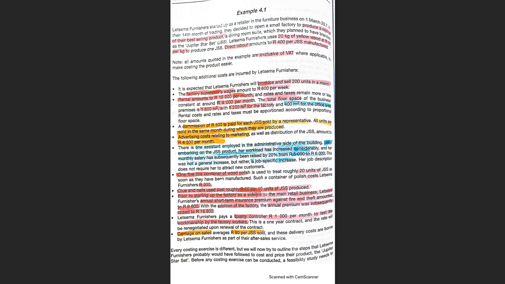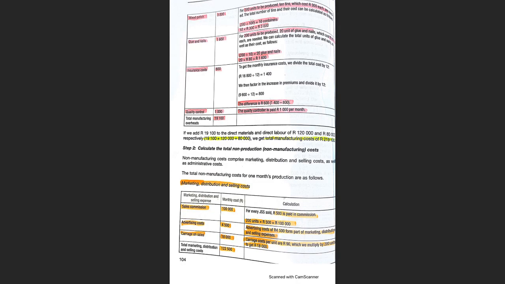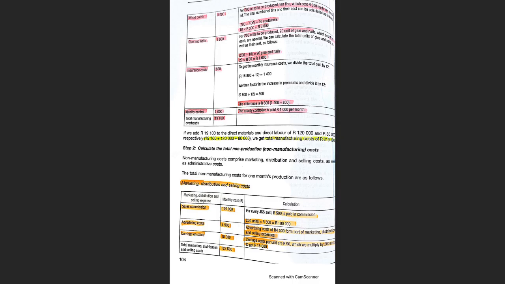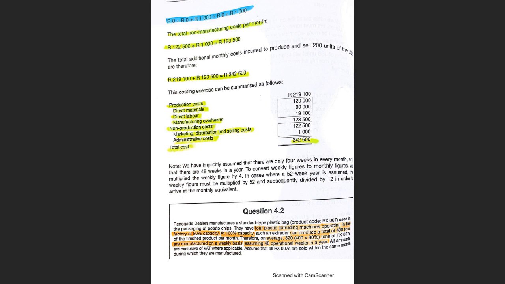Okay, so this example we worked with, example 4.1, remember it was based on Letsema furnishers, and we did the entire example here. We calculated what the direct material cost was, what the direct labor cost was. Here's the direct material, here's the direct labor. These were all of your manufacturing overhead costs. Then we did your non-manufacturing costs, where these were your marketing, selling, distribution, and then your admin cost was here. And then we had also totaled everything up here.